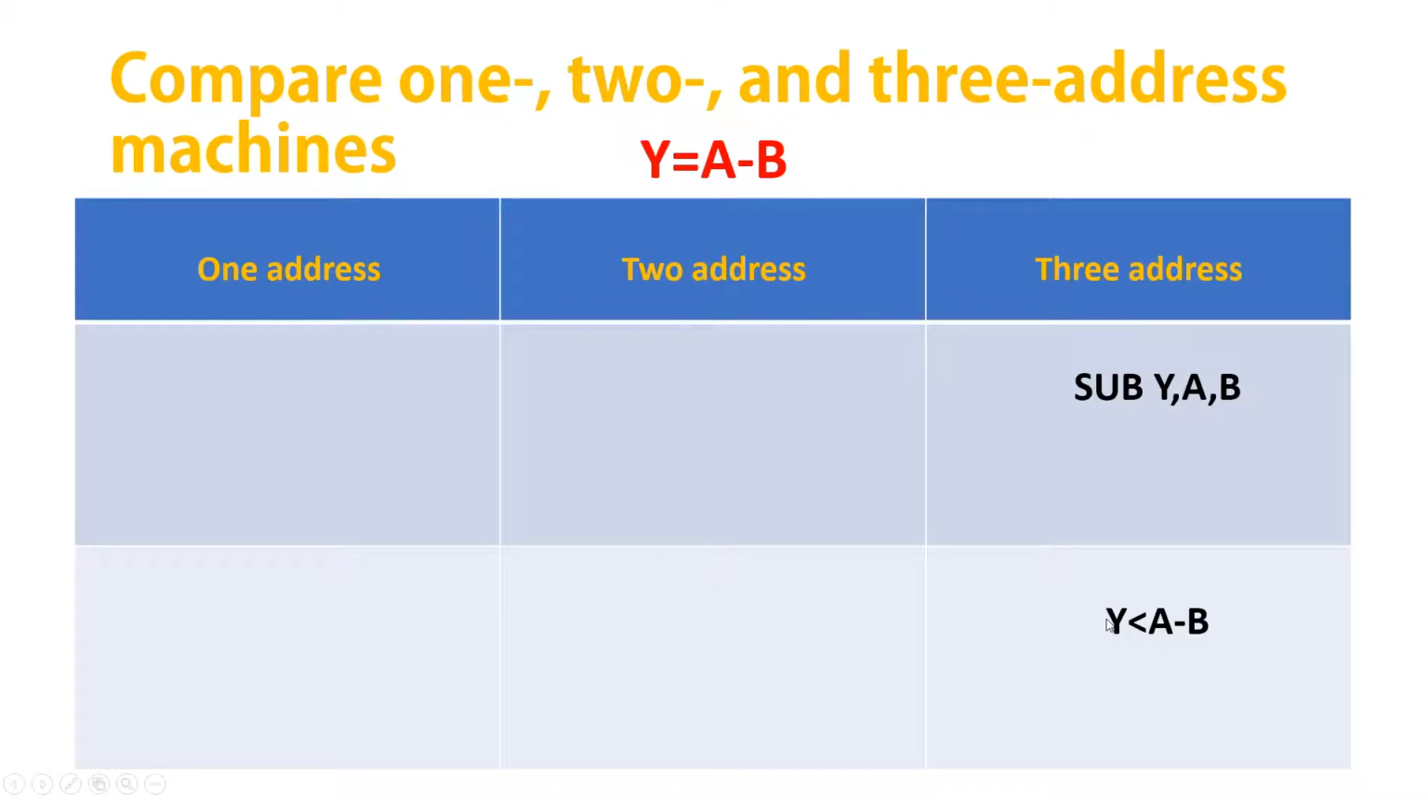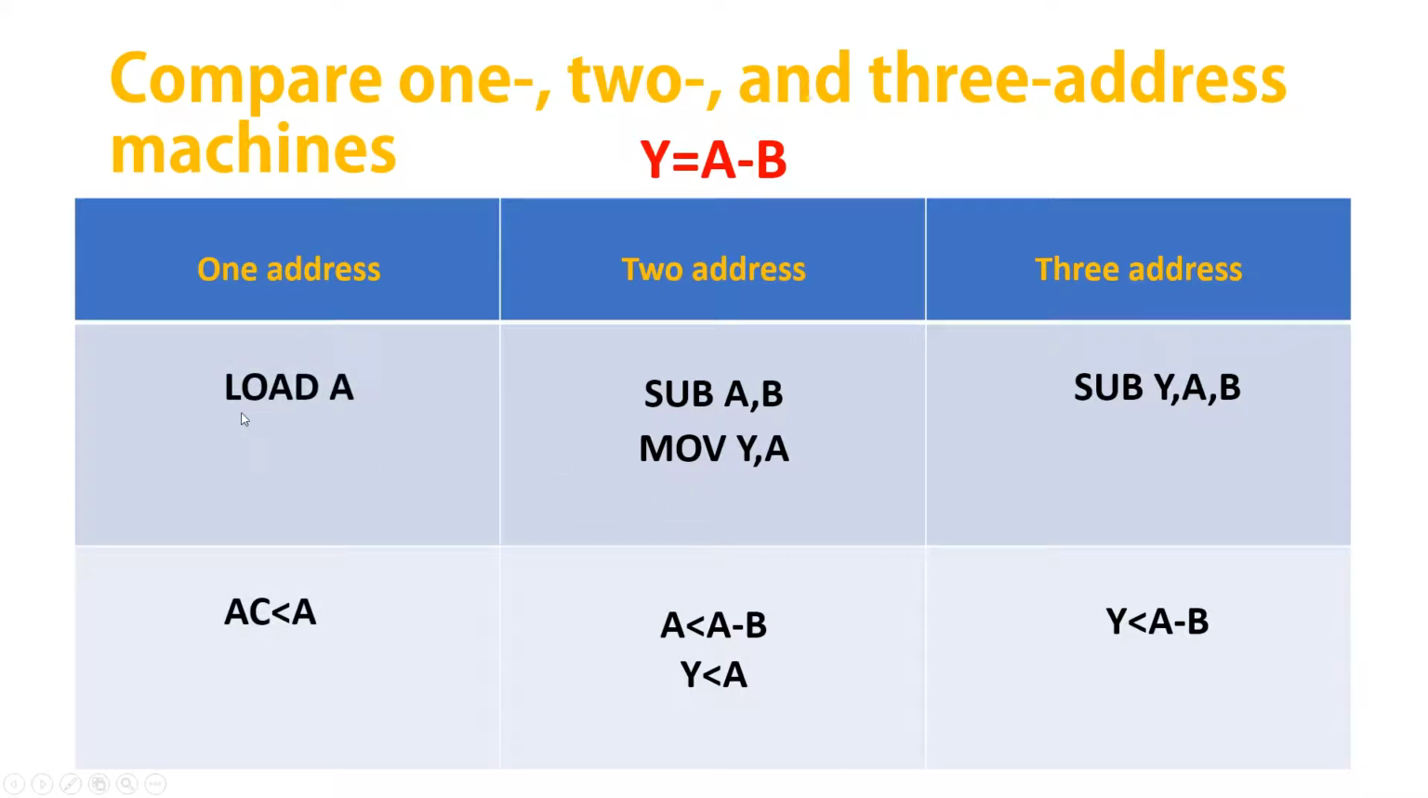But in the 2 address, we will subtract b from a and the data will be saved at a, and then we will use move to save the data from a to y. For one address, we could notice that we use load. So load a means that we should take the data from the memory A and put it inside the accumulator register, and then subtract B from the accumulator and save the data inside the accumulator again, and then store the accumulator data inside Y.